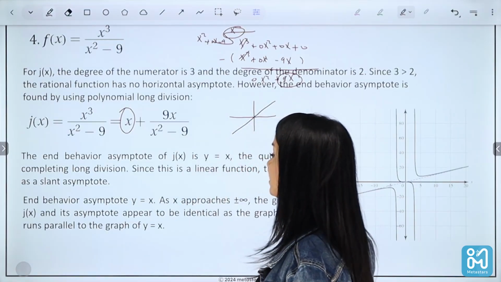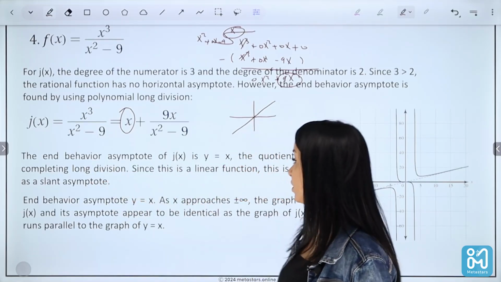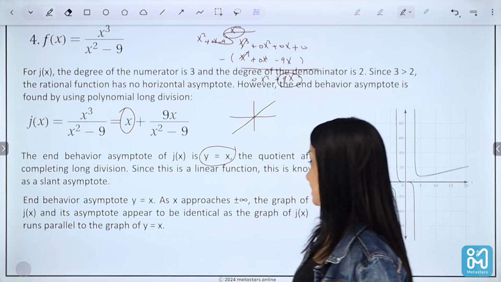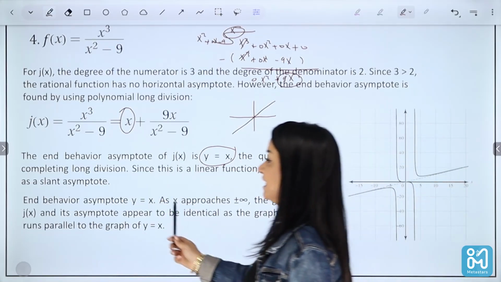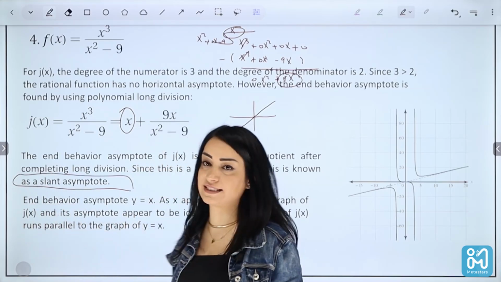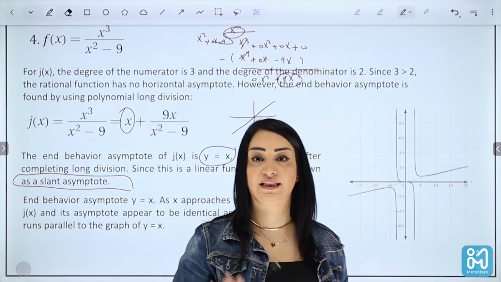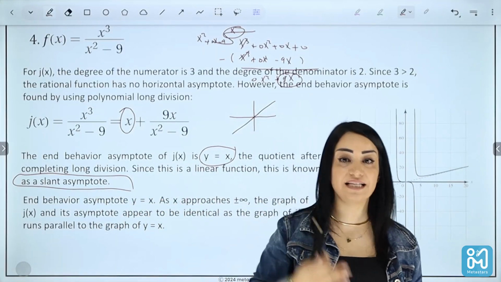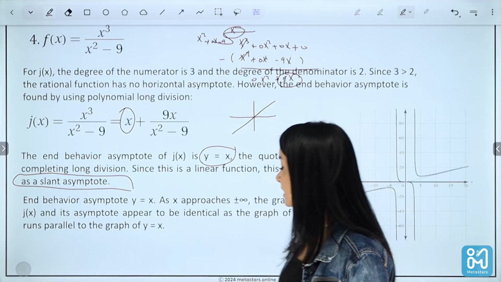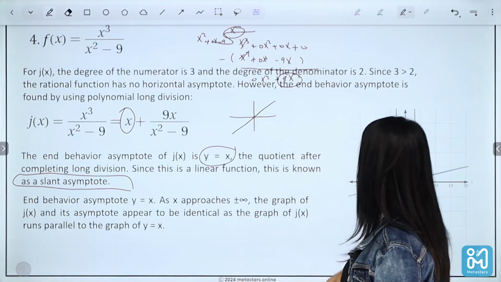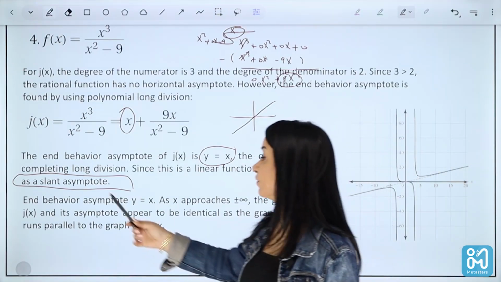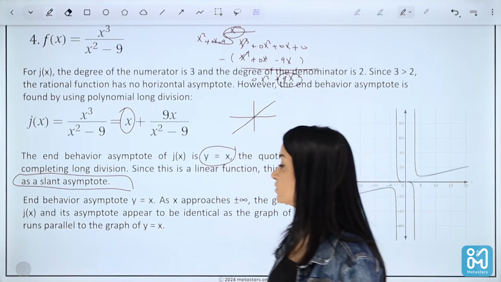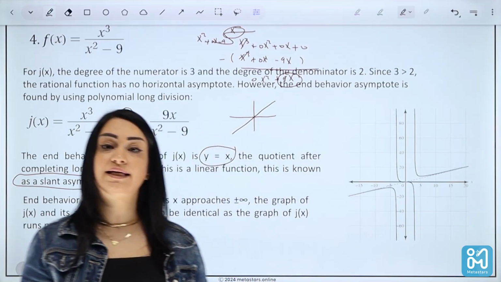So what do we mean now by this end behavior? The end behavior asymptote is y equals x. So the quotient after completing the long division, since it's a linear function, is known as a slant asymptote. So since our end behavior from the division is a linear function, now we can say that our end behavior is what? A slant asymptote. Okay, since it's the slant asymptote, as x approaches positive or negative infinity, the graph and its asymptote appear to be identical, as the graph of f of x runs parallel to y equals x.